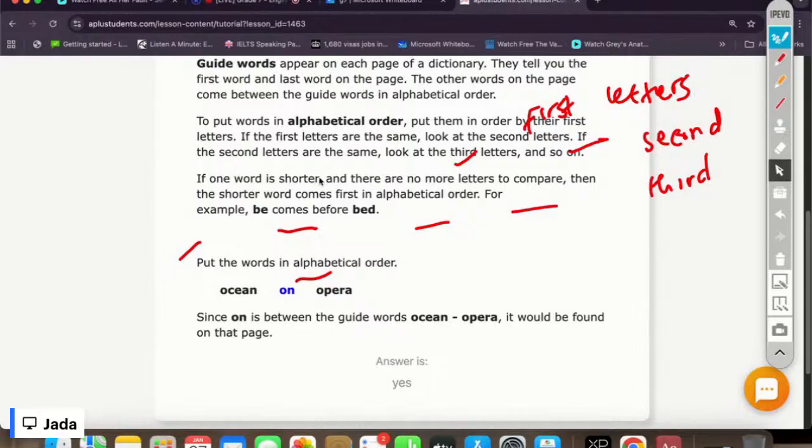If one word is shorter and there are no more words to compare, then the shorter word will come first in alphabetical order. For example, we have B, and we have bed, right? So because B is short, it comes first in the right order. Okay?